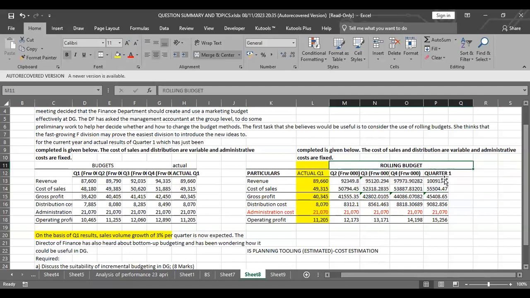Excuse me. Yes, please. Now, I have two questions. One, you mean we can't get actual in quarter one and budgeted in quarter one? Can't we be given that?